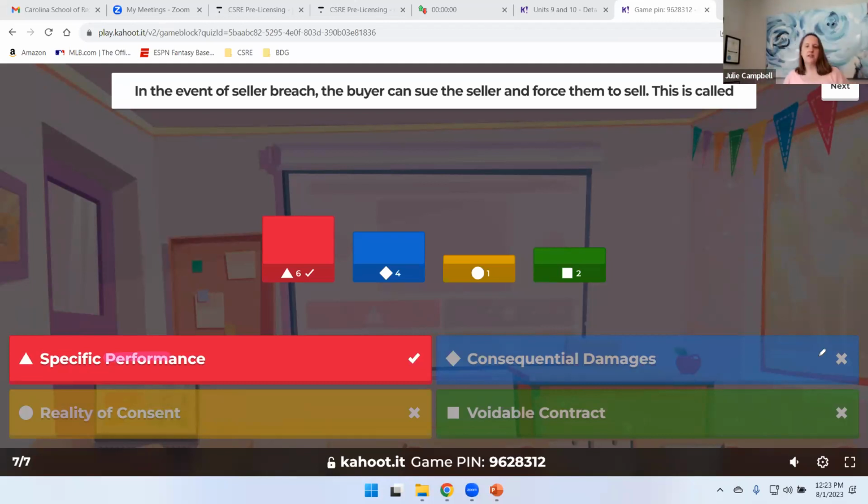Consequential damages are money damages. Those are the kind of foreseen things, maybe additional attorney's fees, for example. Buyer's home inspector damages the seller's property. Questions on this one?